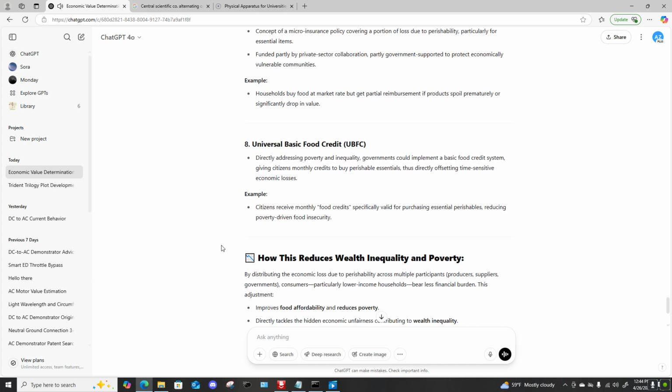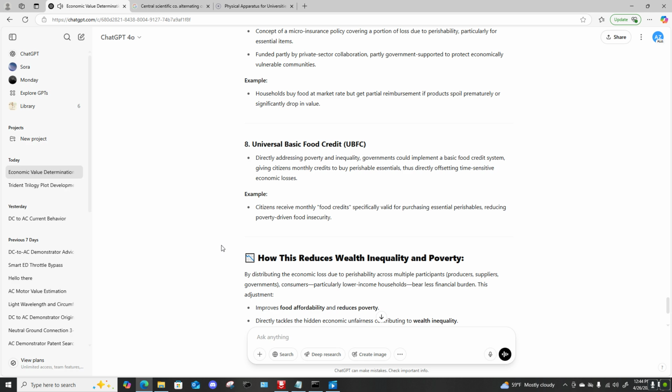8, Universal Basic Food Credit, UBFC. Directly addressing poverty and inequality, governments could implement a basic food credit system, giving citizens monthly credits to buy perishable essentials, thus directly offsetting time-sensitive economic losses. Example, citizens receive monthly food credits specifically valid for purchasing essential perishables, reducing poverty-driven food insecurity.